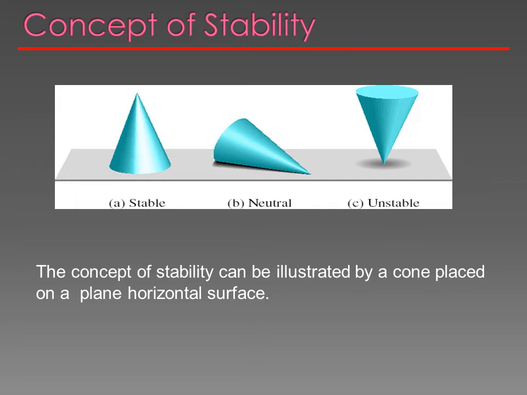In the next, it is neutral. It is neither stable nor unstable. We cannot say that it is stable or unstable. So it is neutral. And in the third, it is unstable because it can fall at any time.